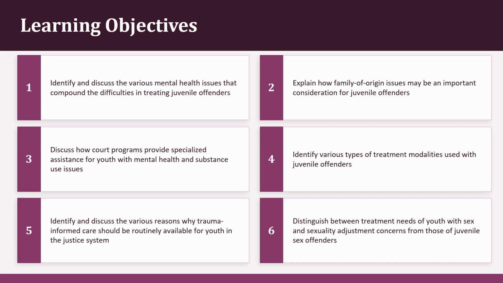The sixth objective asks you to distinguish between treatment for youth with sex and sexuality adjustment concerns versus treatment for juvenile sex offenders. These are meaningfully different populations requiring different approaches and understanding. That distinction is important for anyone working in this field.